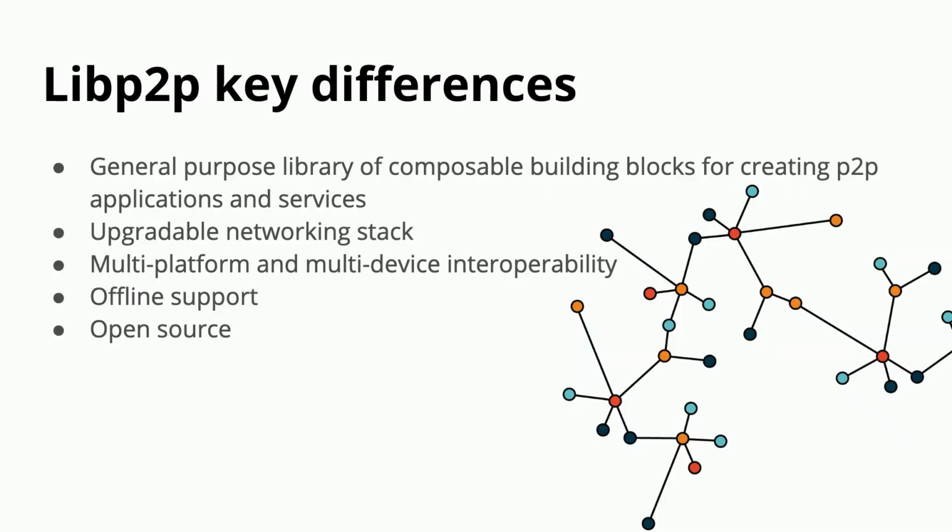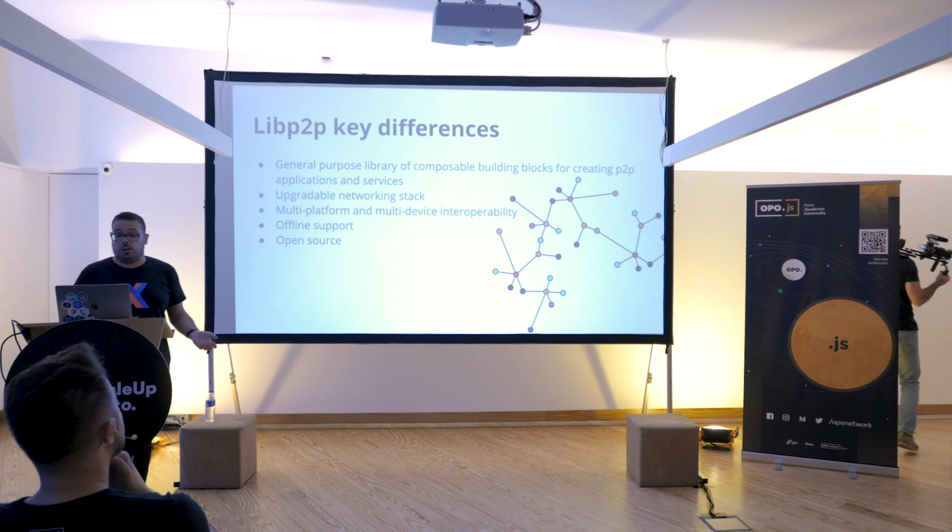So the key differences of libp2p compared to the previous peer-to-peer services are that it's a general purpose library of composable building blocks. It's focused on enabling all types of peer-to-peer applications, even blockchains.